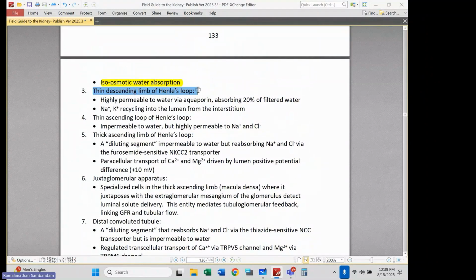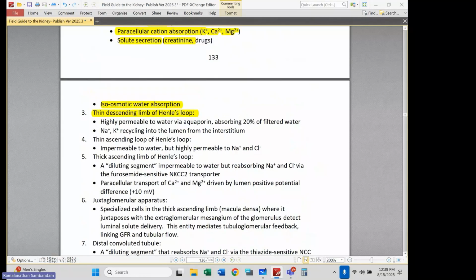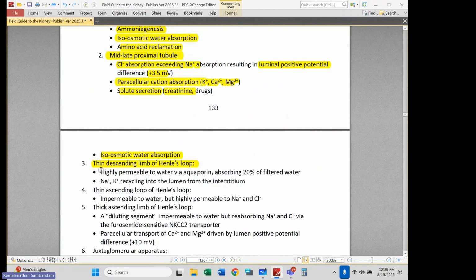We have a thin descending limb of the loop of Henle, right? In this segment, I'm reabsorbing water via aquaporins. We think about regulated aquaporin mediated water transport in the distal nephron. You have aquaporins throughout the nephron, including the proximal tubule. We have them in the descending limb of Henle's loop, and that is reabsorbing a lot of water as well, not just the proximal tubule. We're having sodium and potassium recycling that is happening into the lumen from the interstitium.